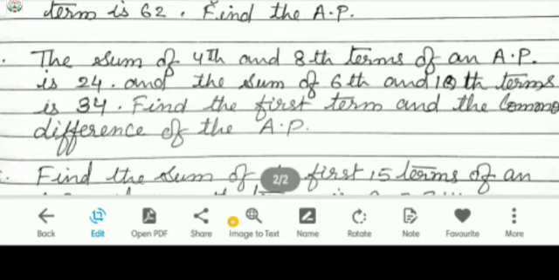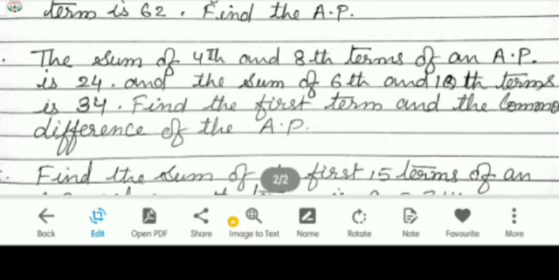Now after that, the second part is the sum of the 6th and 10th term is 34. Again, find A6, that is A plus 6 minus 1 into D, so that will be A plus 5D. And the 10th term will be what? A plus 10 minus 1 into D, that is A plus 9D. So the sum of these two will be A plus 5D plus A plus 9D equals 34. On adding, you will get an equation in terms of A and D. So mark it as equation 2.